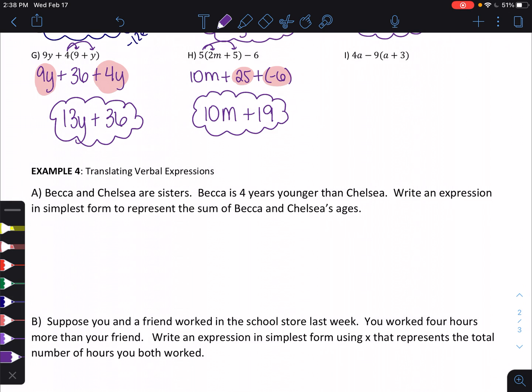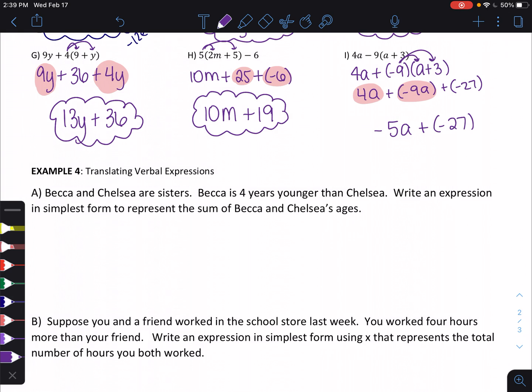This one I'm multiplying by a -9, so it's like 4a plus -9 times a plus 3. So I'm going to distribute. So 4a plus -9a plus -27. -9 times a is -9a. -9 times 3 is -27. And my like terms this time are my a's. 4a plus -9a is going to be -5a plus -27. Or you can write -5a minus 27. Okay, both answers would be correct.